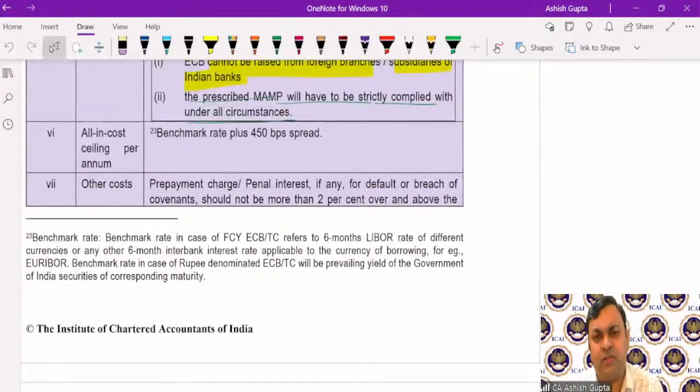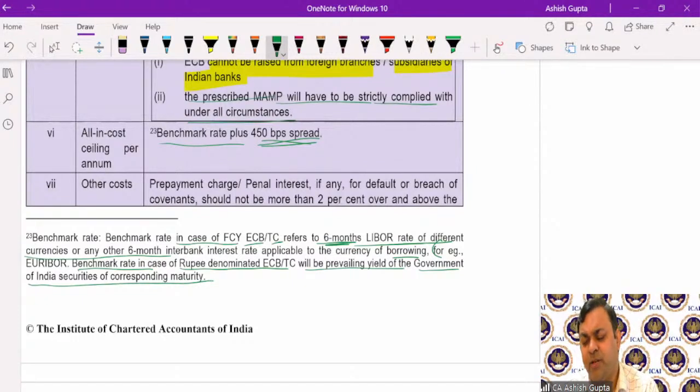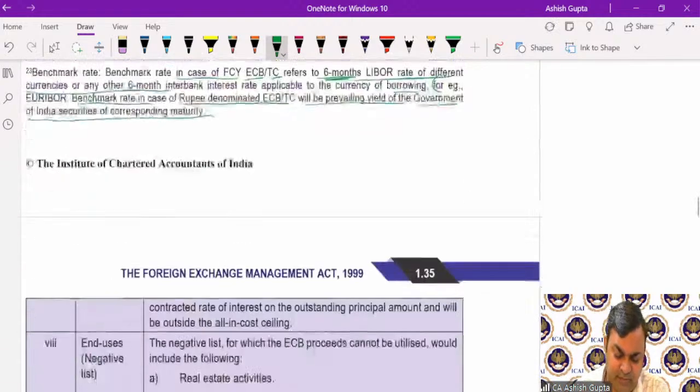Now, all-in cost ceiling per annum. Benchmark rate plus 450 BPS spread. Benchmark rate in case of FCY ECB or TC refers to 6-month LIBOR rate of different currencies or any other 6-month interbank interest rate applicable to currency of borrowing, for example, Euro IBOR. Benchmark rate in case of rupee denominated ECB/TC will be prevailing yield of the Government of India securities of the corresponding maturity. Benchmark rate in that case is government security. Like for example, government issues some bond. So what government is offering, that is benchmark rate, base rate.